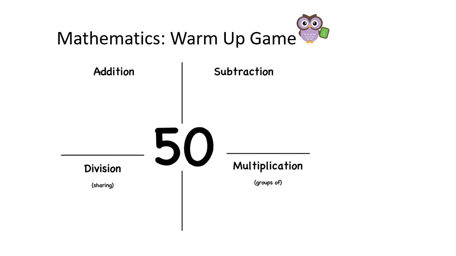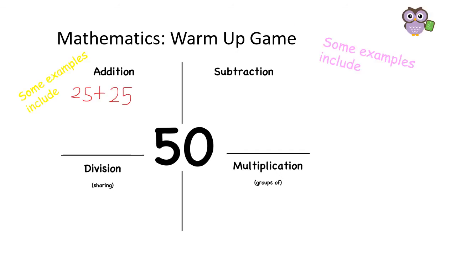So we've begun with the warm-up game. Now you can see that we've got the number 50 in the middle, and then addition, subtraction, division, which means sharing, and multiplication, which means groups of, around there. Now this is easy enough to do. You need to come up with some examples of how you can make 50 using addition. My example here is 25 plus 25. I've got another example in the subtraction of 100 take away 50. 100 take away 50 is 50.